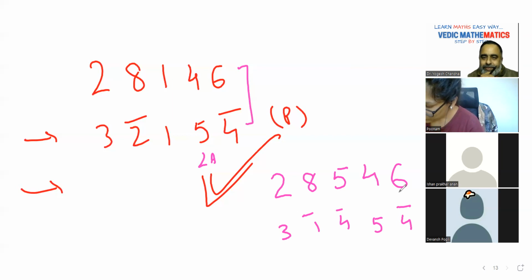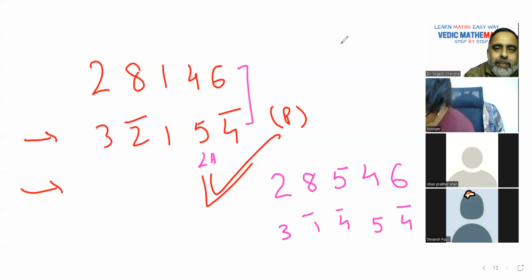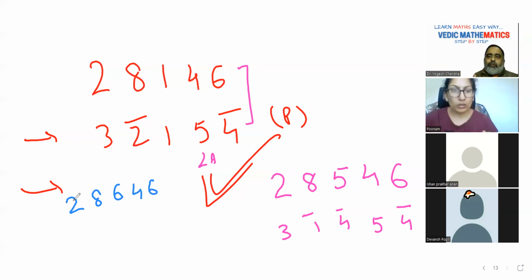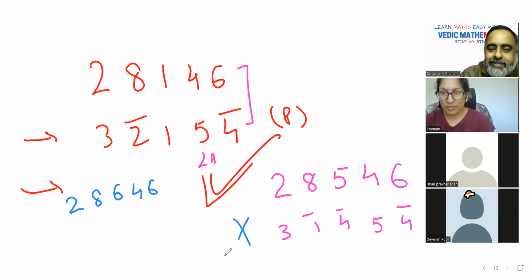Yes, Sudhanshu? If you have done, Poonam, try this. Instead of 5, make 6. Devansh? Yes, sir. 3, 1 bar, 4 bar, 5, 4 bar. Sir, 3, 1 bar, 4 bar, 5, 4 bar. See, Poonam cannot be right every time. Don't copy. This is wrong. Sir, Poonam got a different answer.